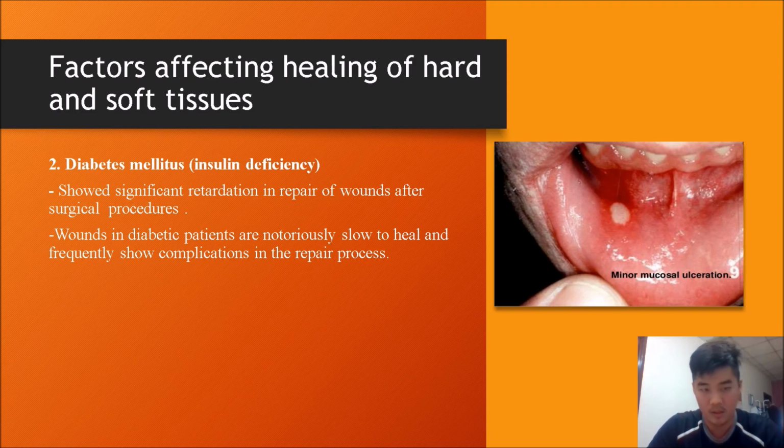The reason why diabetes delays wound healing is probably mainly due to disturbance in the carbohydrate metabolism at the cellular level in the local area of the wound. That's why in diabetes there is a significant delay in the healing of the wound, or we say a slow healing process compared to a normal person.